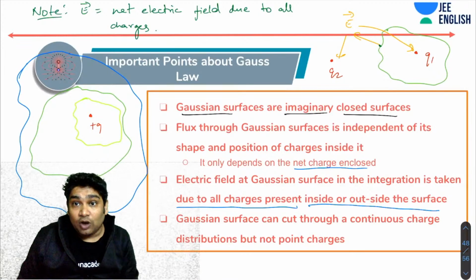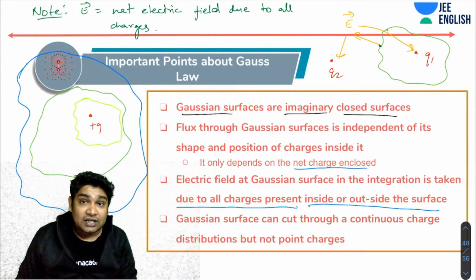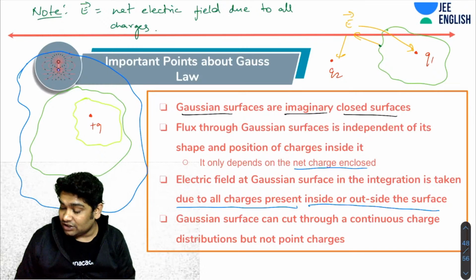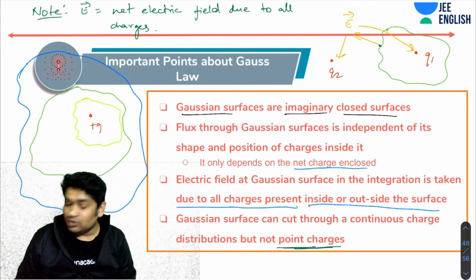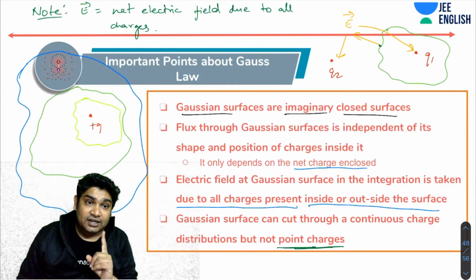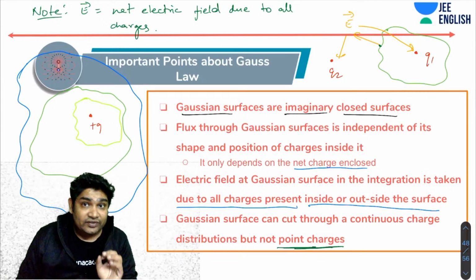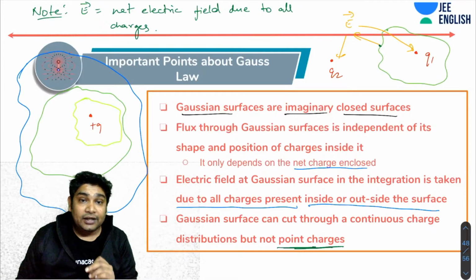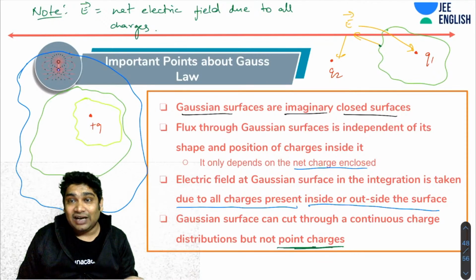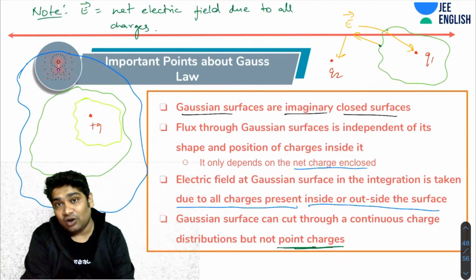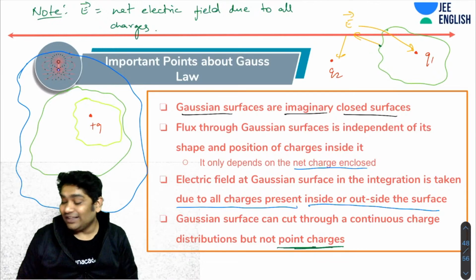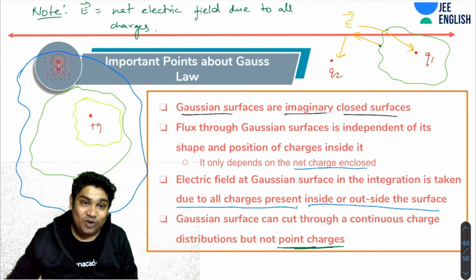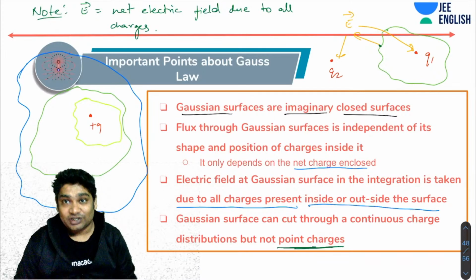Next, we say that a Gaussian surface can cut through a continuous charge distribution, but not through point charges. Again, very, very important. There is only one limitation while considering Gaussian surfaces: your Gaussian surface cannot pass through a point charge. If you want to understand the reason for that, you can watch my detailed lecture on electrostatics. There I've explained why this happens. But as of now, you just need to know this.